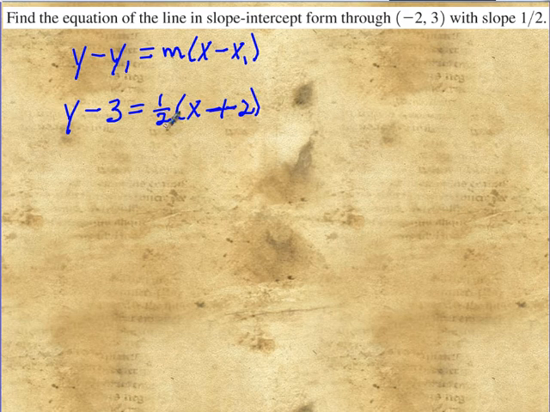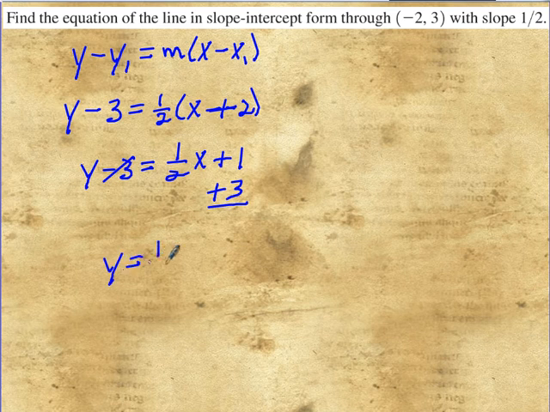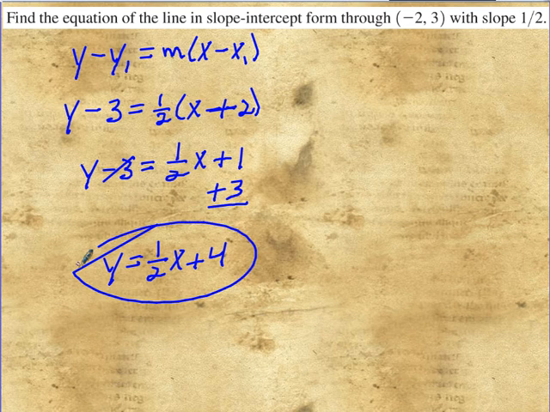Cleanup is all we have left. I mean, that's the equation. You're done. Okay? That's an answer. But that answer is in point slope form, so let's get it in slope intercept form. I like leaving all answers in slope intercept. Distributive property, 1/2 times x, 1/2 times 2 is 1. -3 turns into +3 when you move it across the other side. You have y equals 1/2 x plus 4. That's the equation of the line that passes through the point -2, 3.